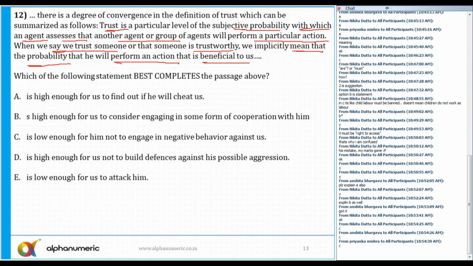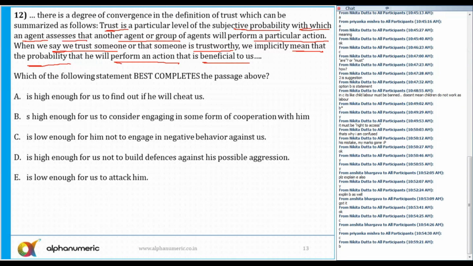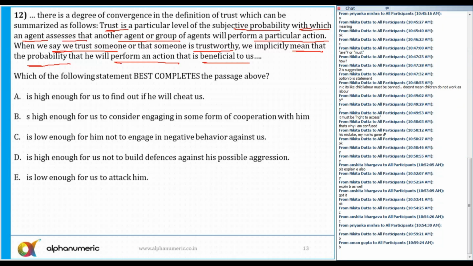Which of the following statements will best complete the passage? Now, because you're talking about trust, yes, number B is right. So the probability of the other person performing an action that is beneficial to us is high, high enough for us to consider engaging in some form of cooperation with him. Absolutely. Number B is the answer. This one was very easy. Question number 12 was very easy.